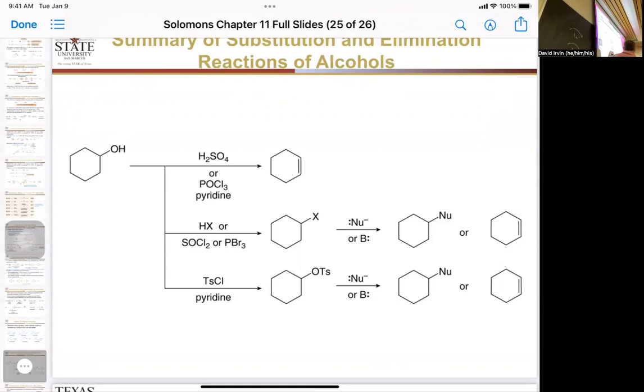And then we can do the same thing with making it the tosylate, where once we make the tosylate, it's isolable.